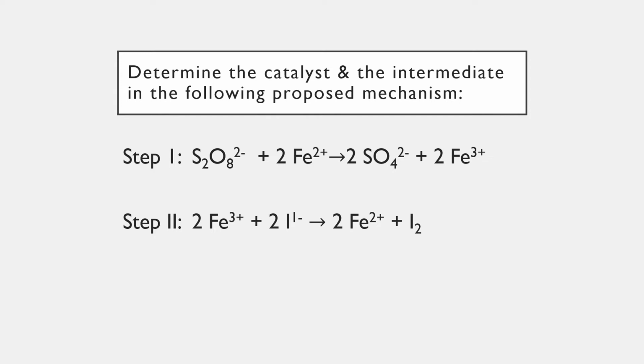We're asked to determine the catalyst and the intermediate in the following proposed mechanism. S2O8, the name of that ion is called the thiosulfate ion. Sometimes it's called the persulfate ion. It reacts with iron 2 to give us the sulfate ion and the iron 3 ion. So, looking for the intermediate as well as the catalyst. So first, I see that Fe2 plus occurs as a reactant, and then it occurs as a product. So that is your catalyst.